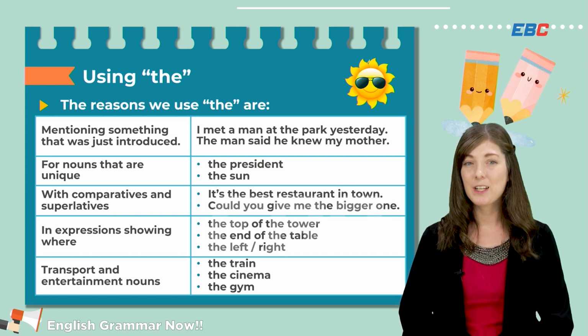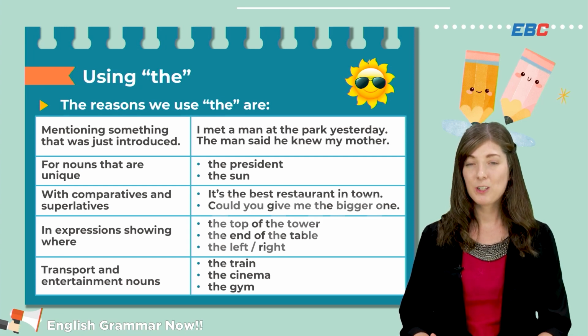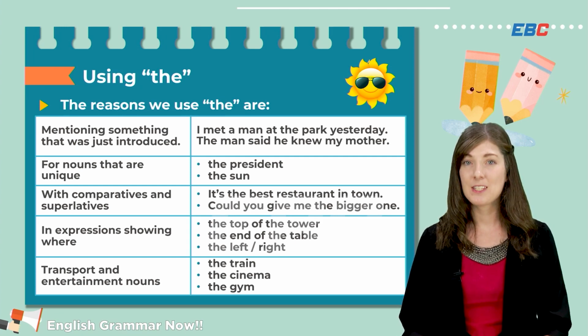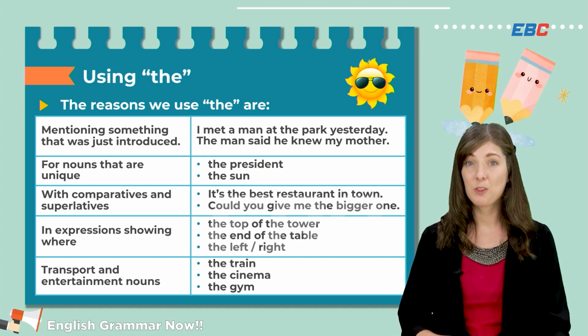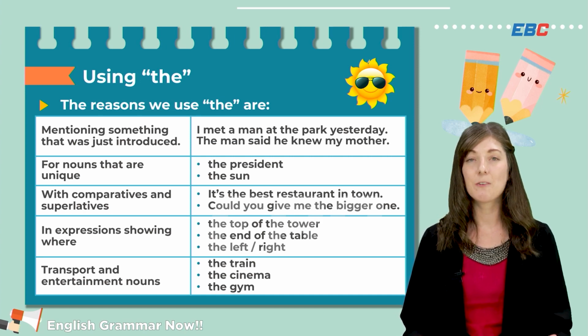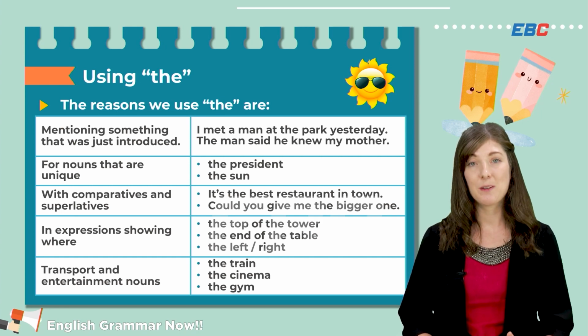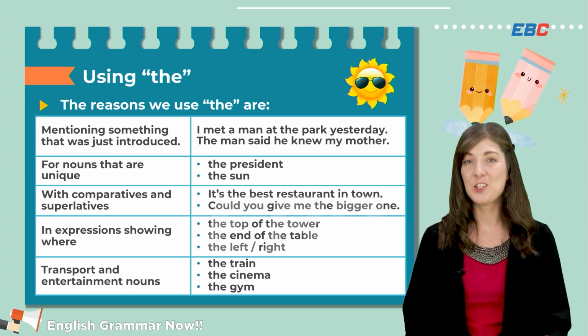Another category is if we're talking about where something is. For example, the top of the tower, the end of the table, the left, the right. This is where you will often see the article the. Lastly, we often use the if we're talking about various kinds of transportation and entertainment, like the train, the cinema, and the gym.